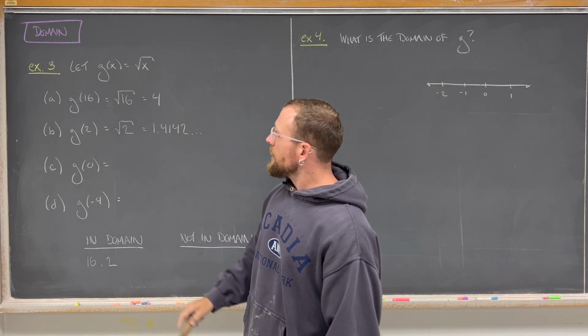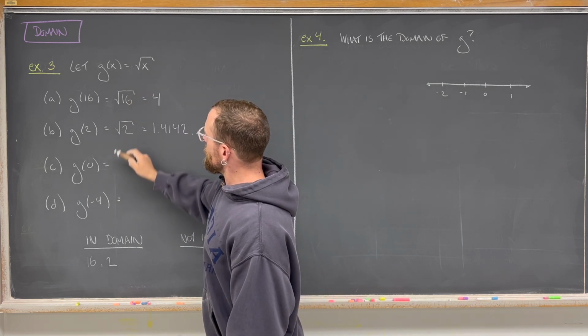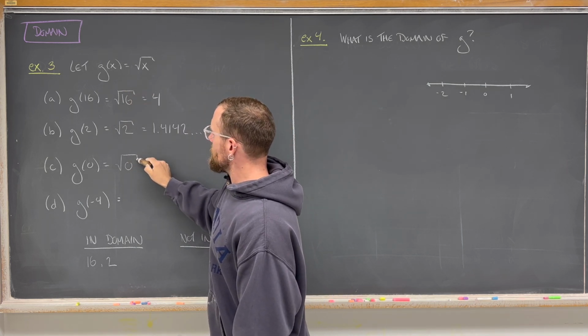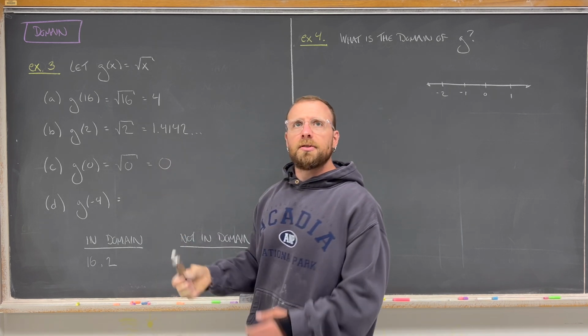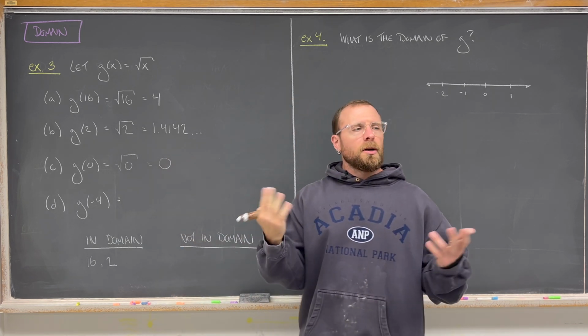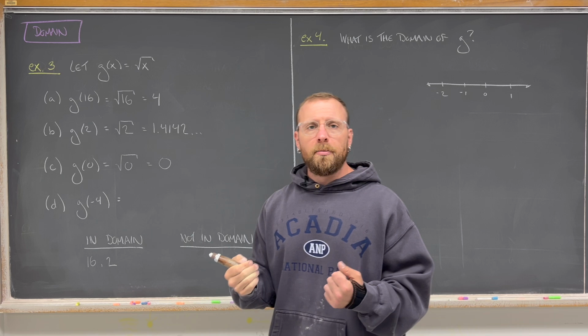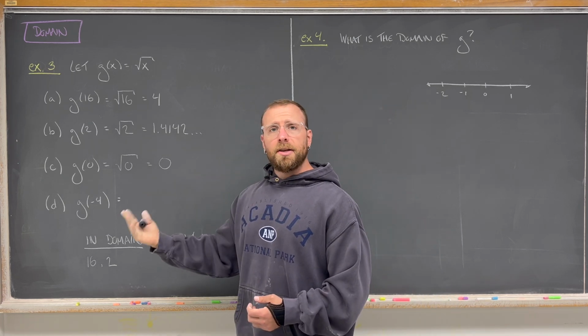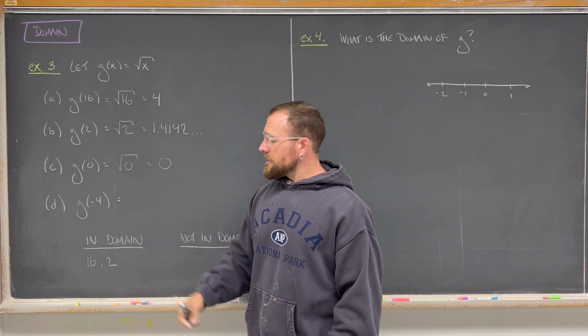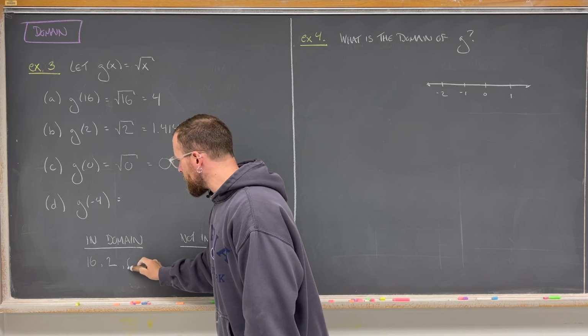What about 0? g of 0, following the rule, would be the square root of 0. The square root of 0 is 0. Some students think that the square root of 0 is undefined or something like that. But no, the square root of 0 is 0 because 0 squared is 0. So 0 is also in the domain.